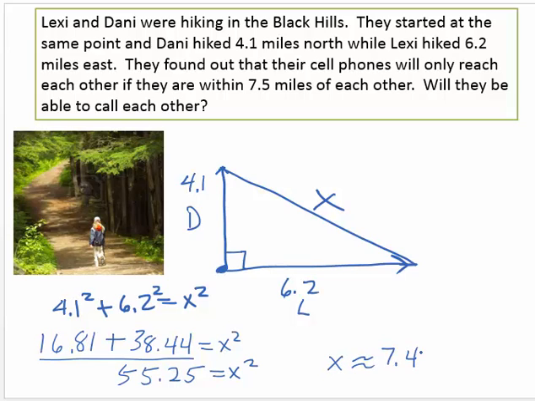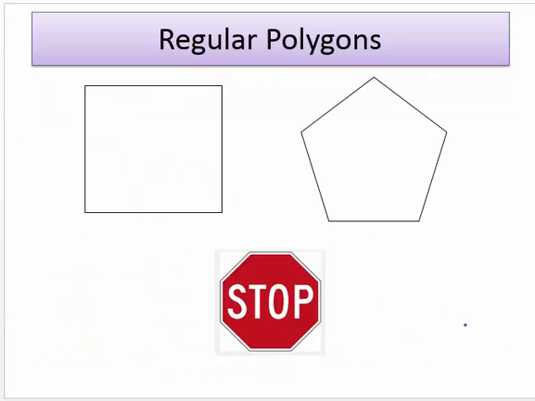That means they'd be able to call each other because they're about 7.43 miles apart, and there's an application of the Pythagorean theorem. Okay, let's talk about polygons. A polygon is just a simple closed plane figure consisting of only line segments, and the endpoints of an edge are called a vertex. So this is a vertex, this is a vertex, this is called an edge. If it was circular or an arc, it would not be a polygon. They have to be made up of line segments.